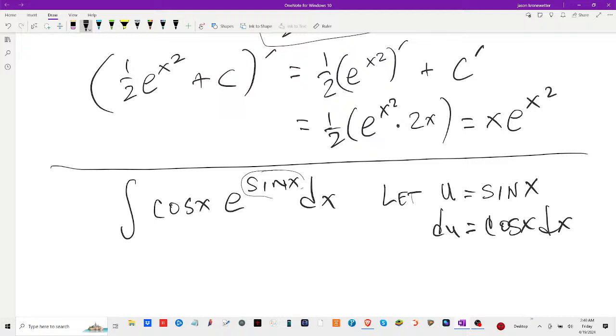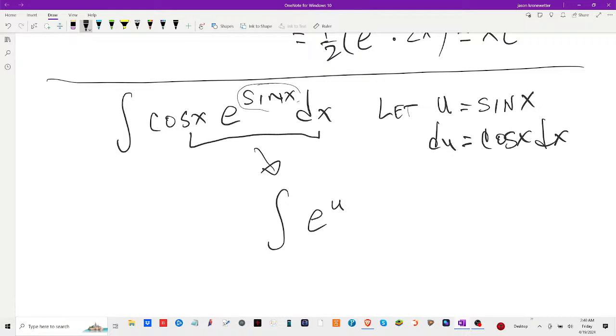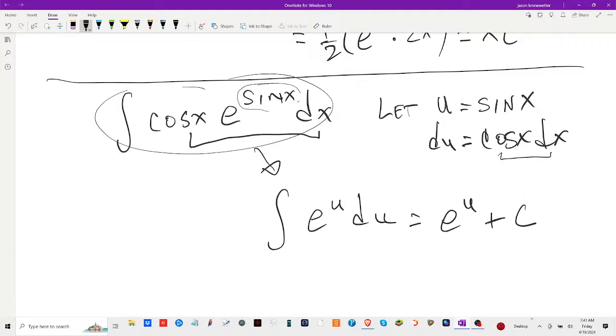Okay, let's see if we can account for everything that's presented in this integral, because after all, we can't change the problem, but we can convert it into something that's a little bit more palatable. e to the sine x, well, that's going to be e to the u. That's the thing I'm good at. And then cosine x dx is still left over to be accounted for. But look, cosine x dx, well, that's just equal to du. So this integral converts perfectly into e to the u du, which is the one I'm so good at. I know that's e to the u plus c.